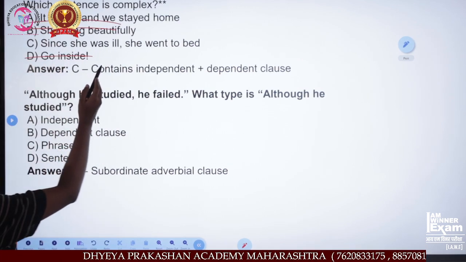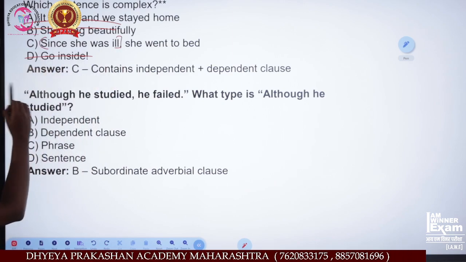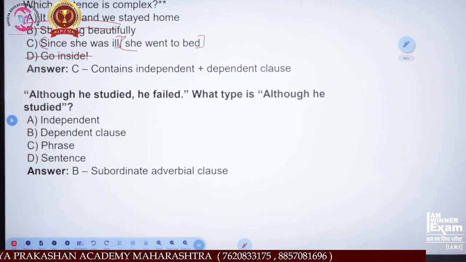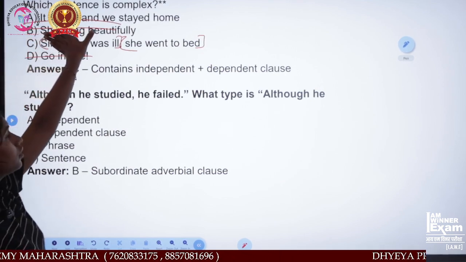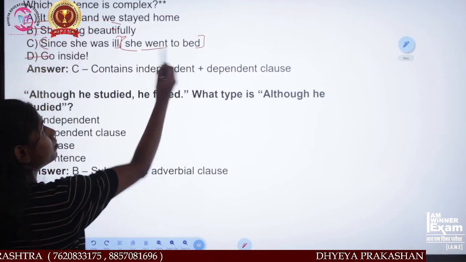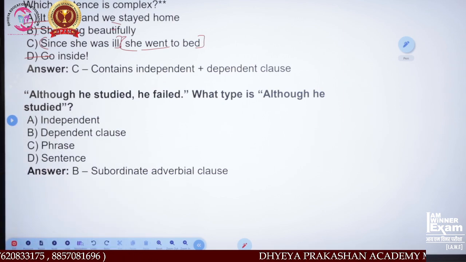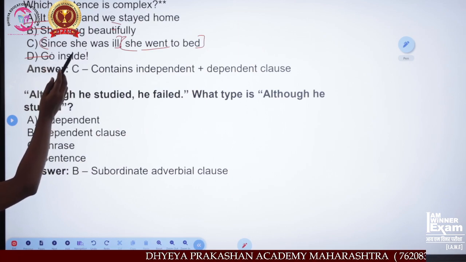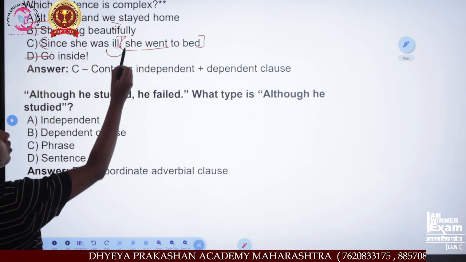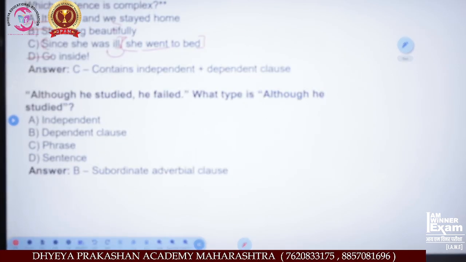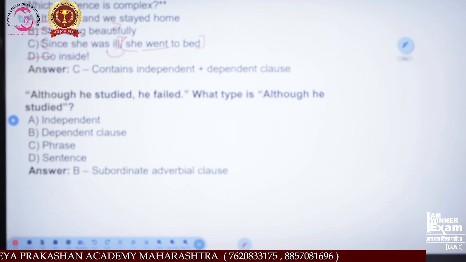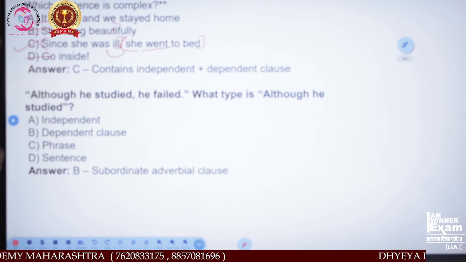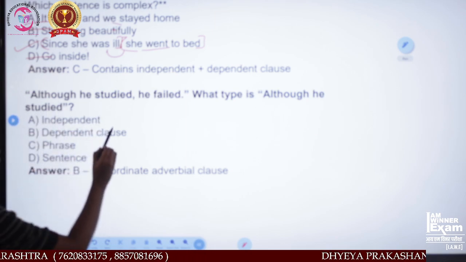Since she was ill, she went to bed. If the first part were not there, this would act as an independent clause. But since it is there, it is a dependent clause. So there is one independent and one dependent clause. So that's why answer C is your answer. Then next: although he studied, he failed.